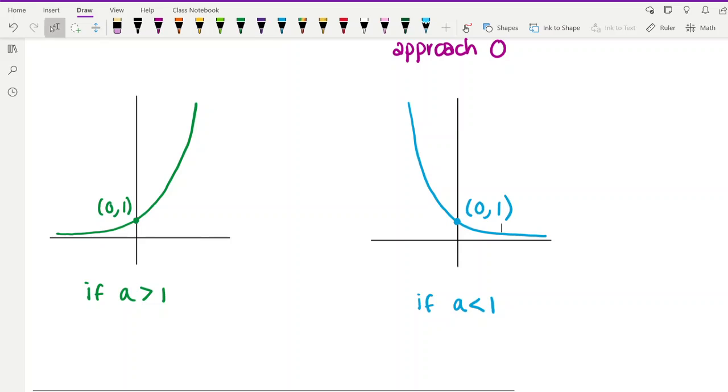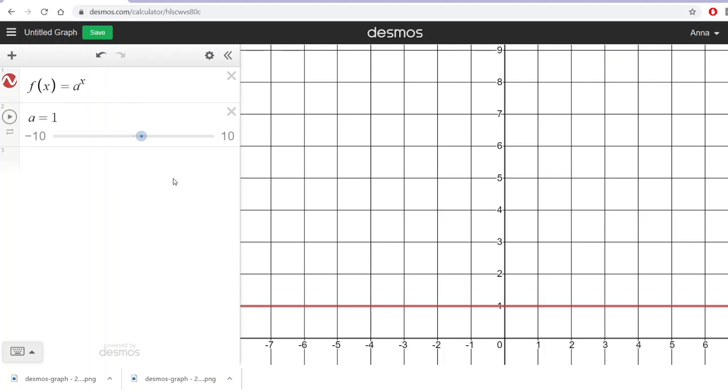So let me just show you something on Desmos to really drive that point home. Here I have graphed f(x) = a^x, and I put a slider on a, which means I can try different values of a. Currently a is equal to 1. Notice that that gives me a horizontal line. So that's why we did not call this an exponential function. Now I'm going to drag a to the right, making a bigger and bigger.